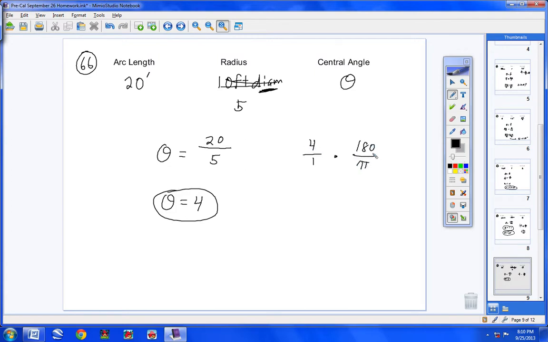Well, 4 times 180 would be 720. 1 times pi is pi. So I'm going to take 720 and divide that by pi, and I will get 229.1831181, so 229 degrees. So there's your two answers. One's in radians and one's in degrees.